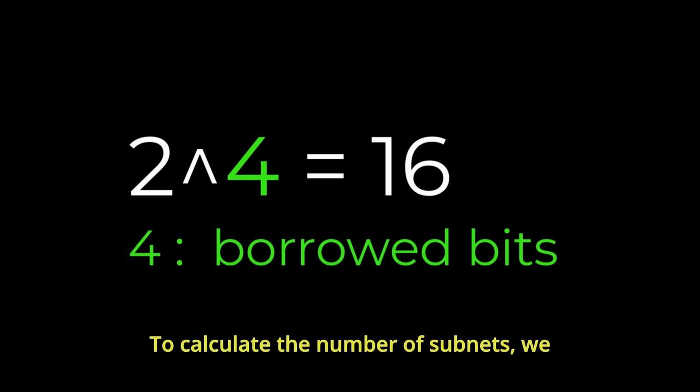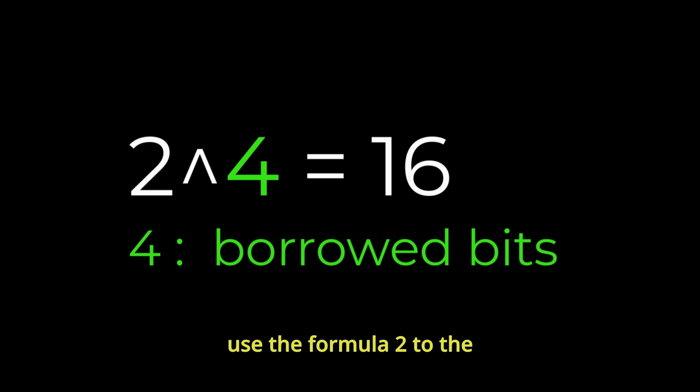To calculate the number of subnets, we use the formula 2 to the power of the number of borrowed bits. So we can create 16 subnets. The answer is C. We don't need to subtract all zeros and all ones in this case because these describe networks, not hosts.